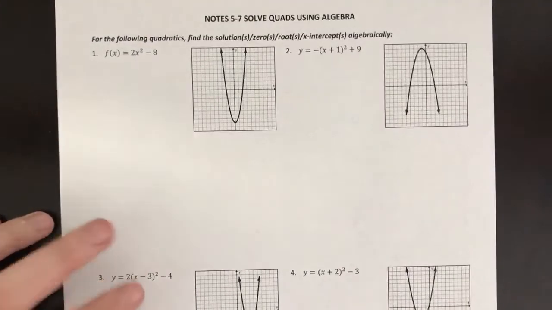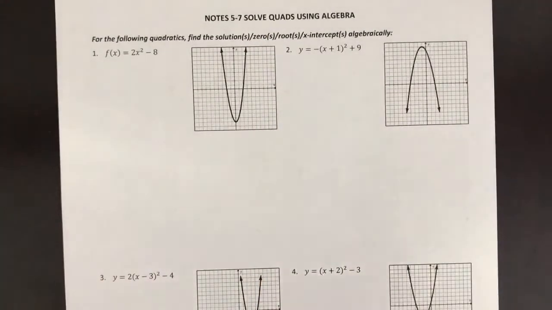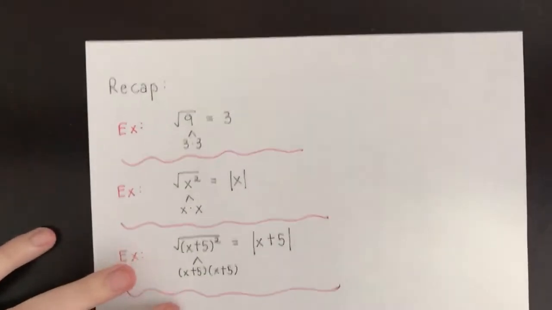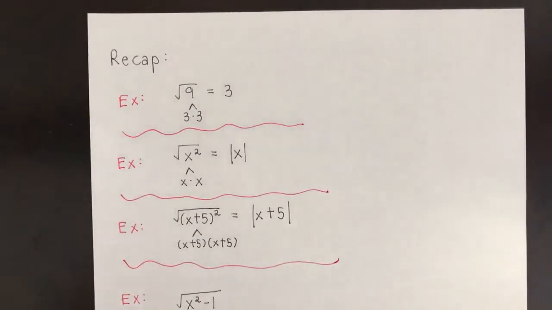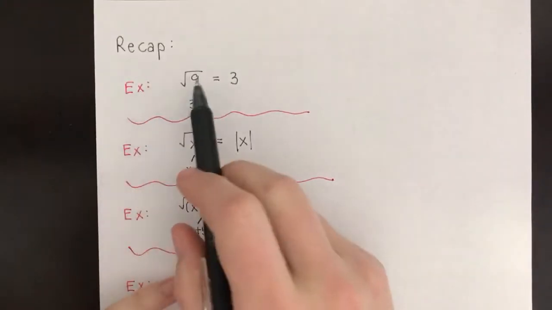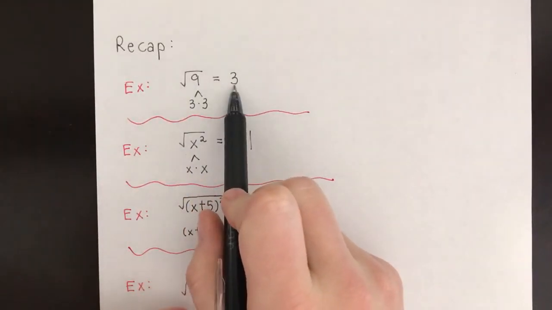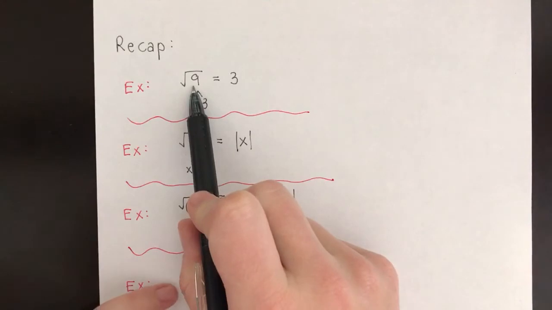Today we're looking at notes 5-7, solve quadratics using algebra. But before we get started, we have a little recap to discuss on the back. So remember, for example, that the square root of 9 is 3. Well, why is the square root of 9 3?